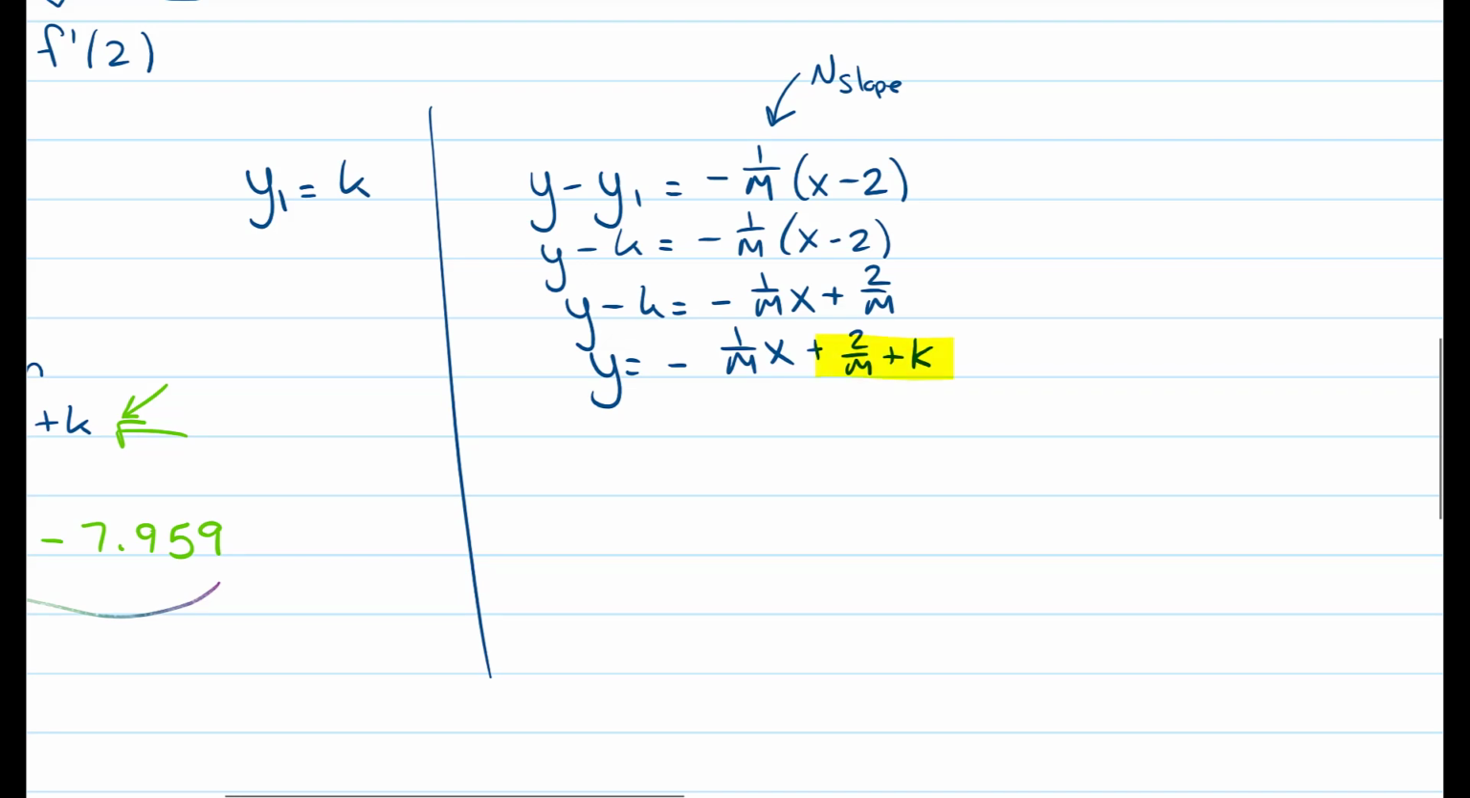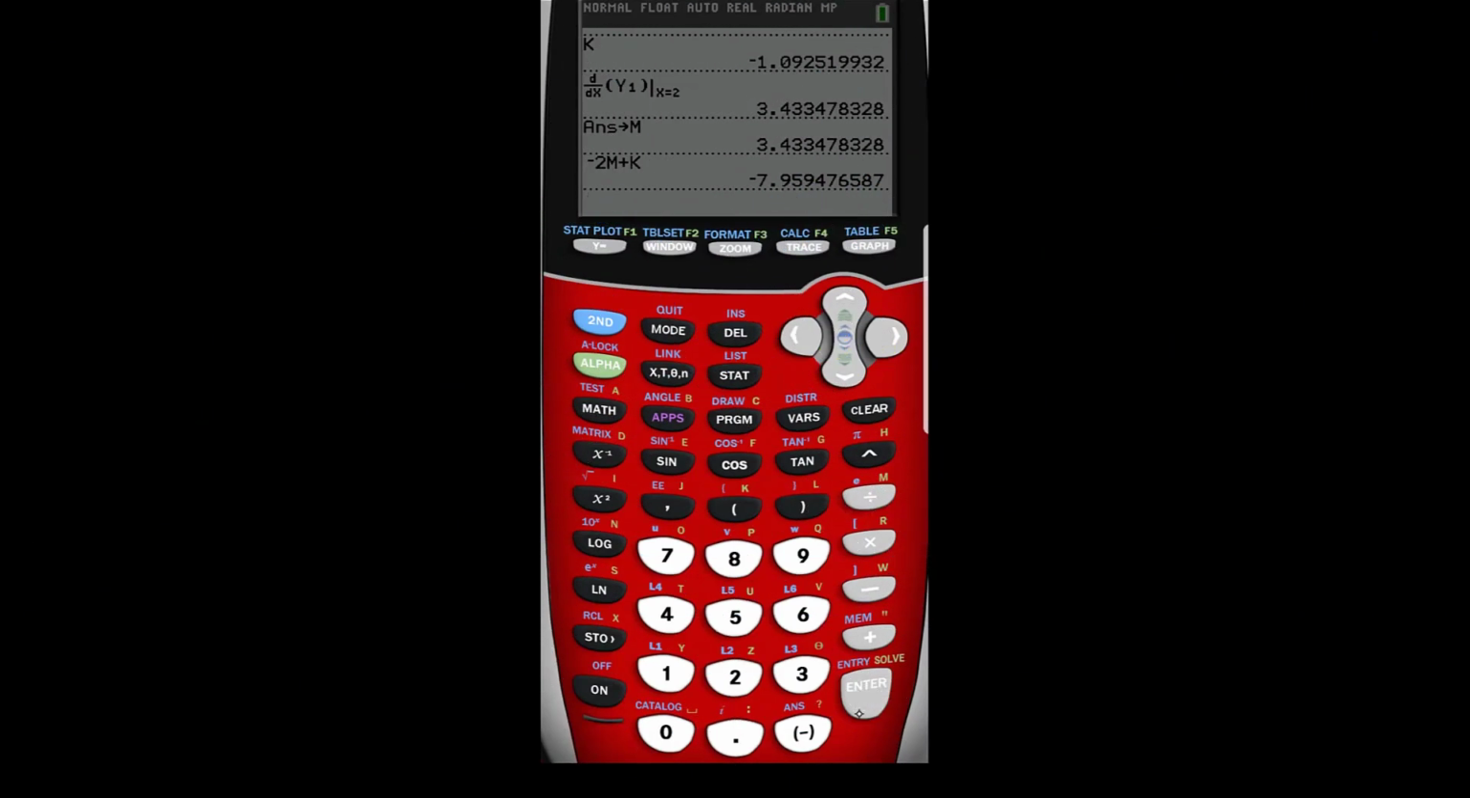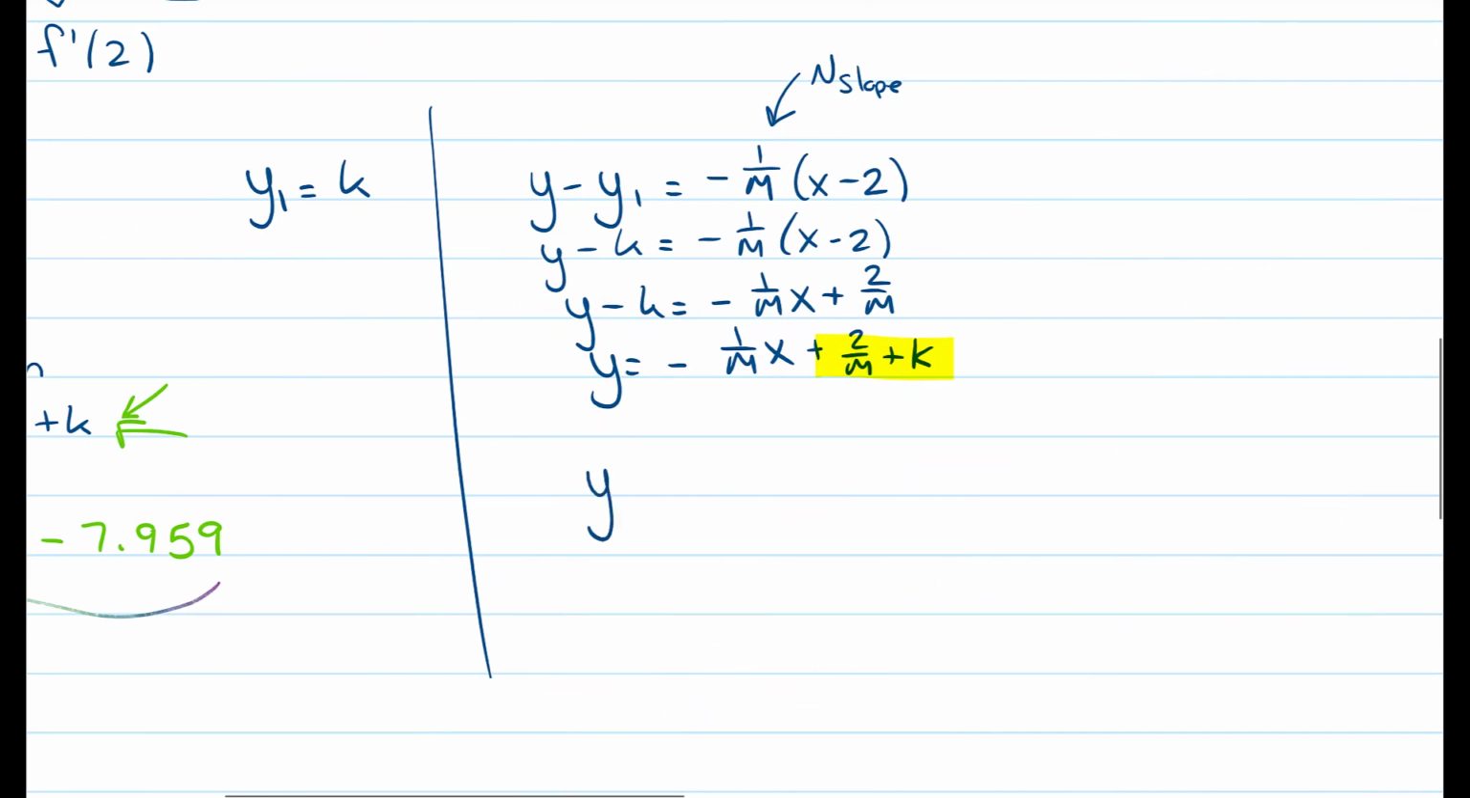And this part I can put right into the calculator. So I get that negative 1 divided by m is going to be equal to negative 0.29124. And I get that 2 divided by m plus k is negative 0.5100. So I get y is equal to negative 0.291 x minus 0.51. And this is the equation of my normal.